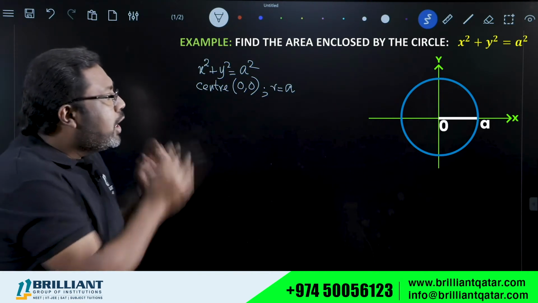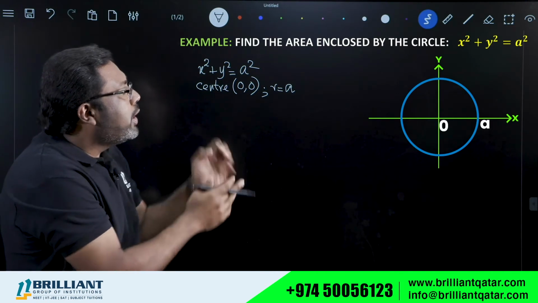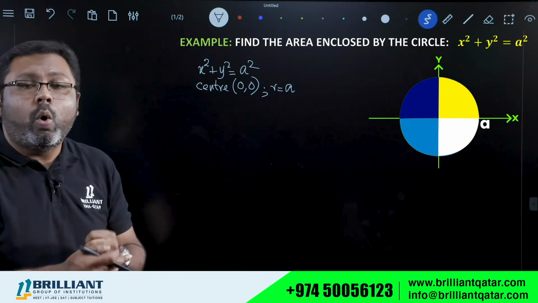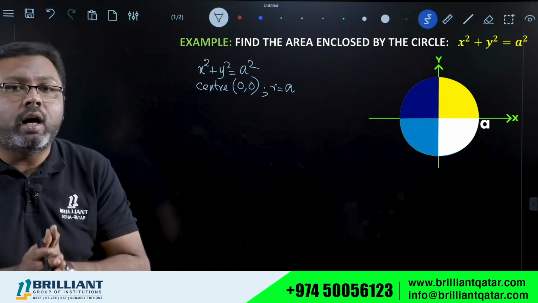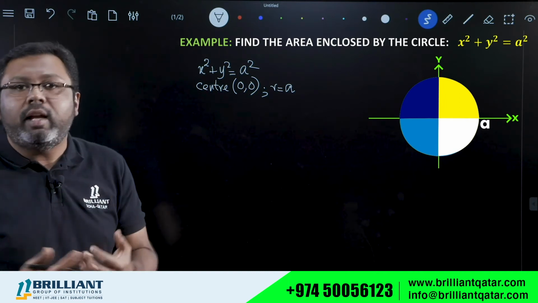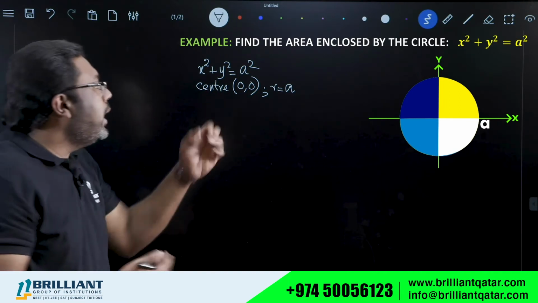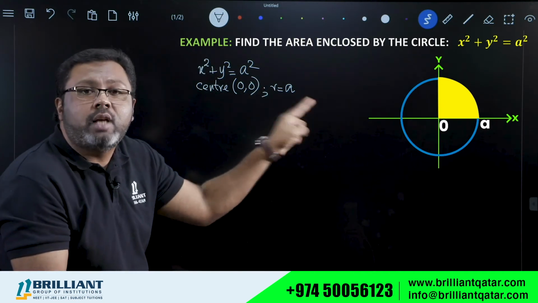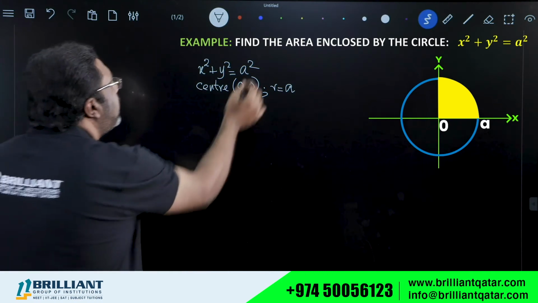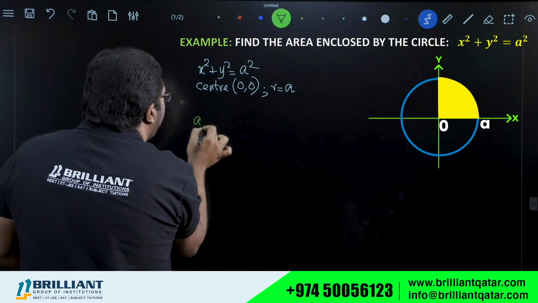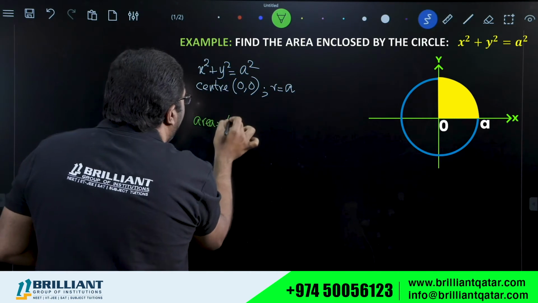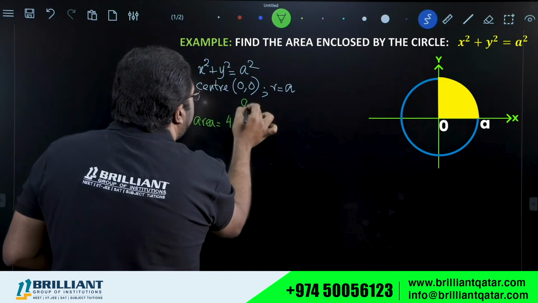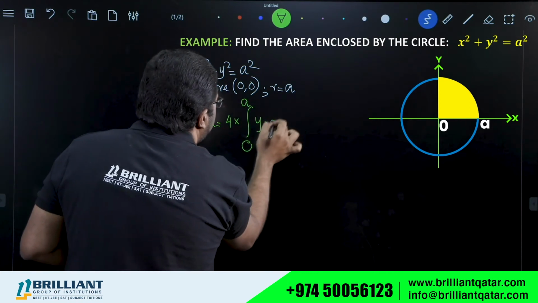Now you can see that this circle is divided into 4 symmetrical parts: 1, 2, 3, and 4. All of these 4 parts are equal in area. So I will not go for finding the entire area. I will go for finding only one area. Remove the 3 parts, only the first part, which is of the first quadrant. So the area is equal to 4 times the integral from x is equal to 0 up to x is equal to a, y dx.